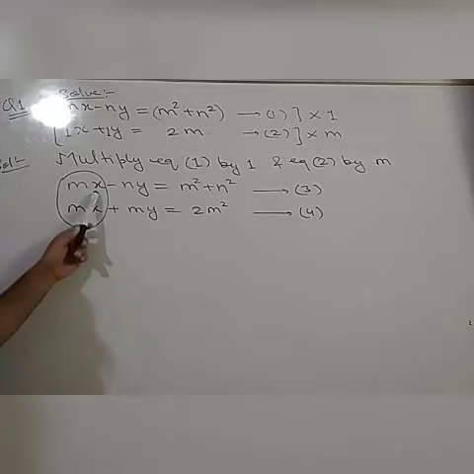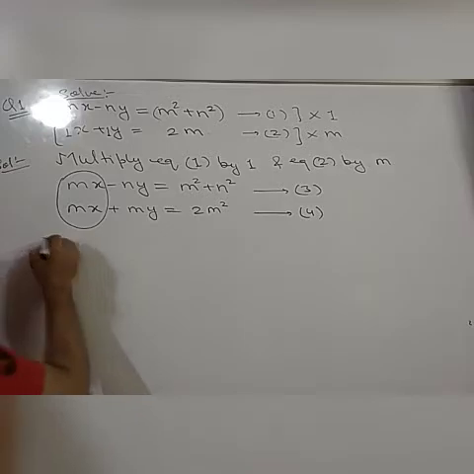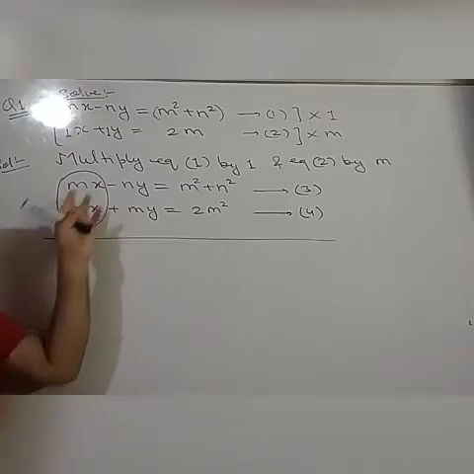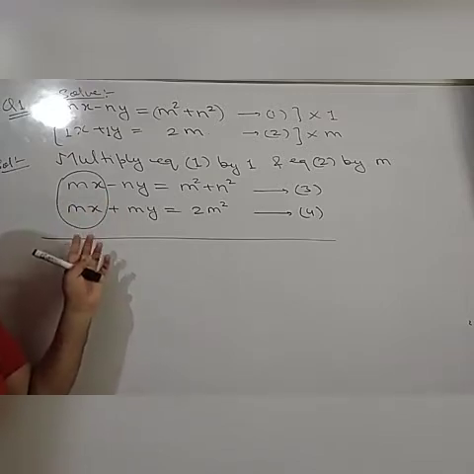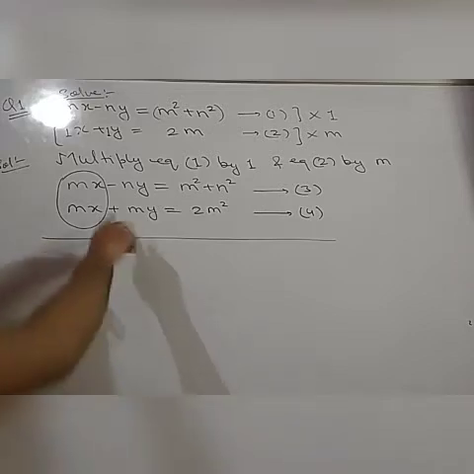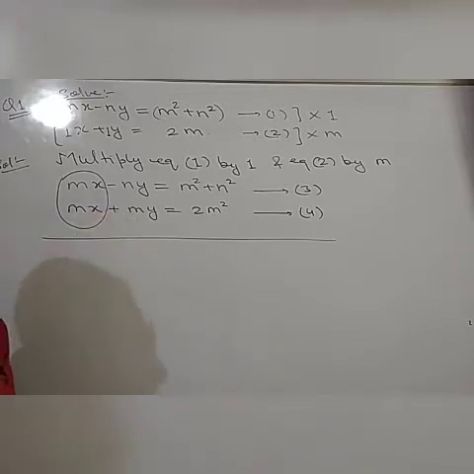Both the coefficients of x in both the equations are equal. Now what will we do? I told you in the last class, we check the sign. Here the sign of both the terms is positive. It is plus mx, it is also plus mx. And I told you that when the signs are the same, then we have to subtract the equations. And when the signs are opposite, then we have to add the equations.